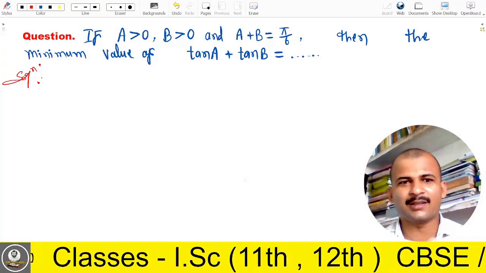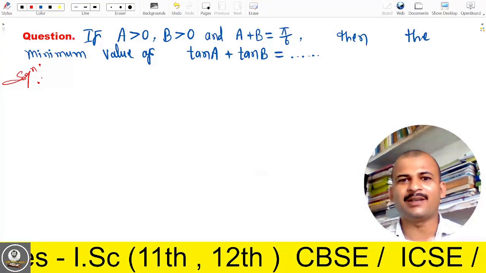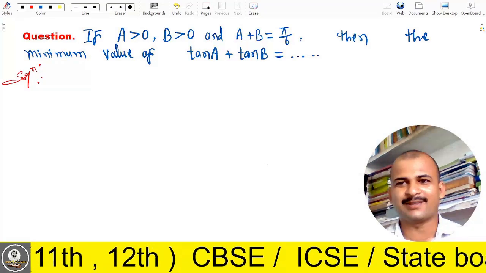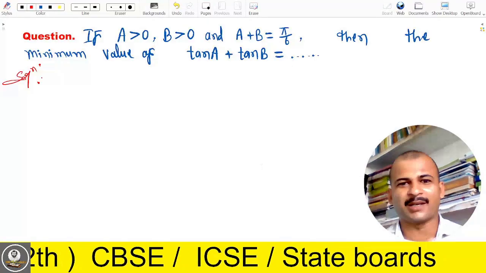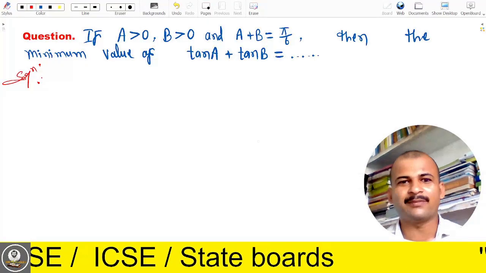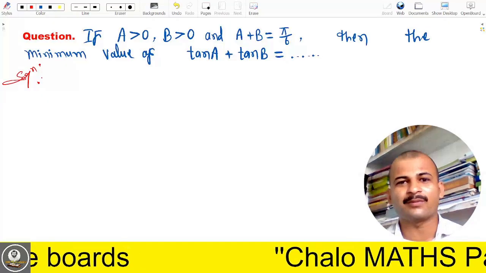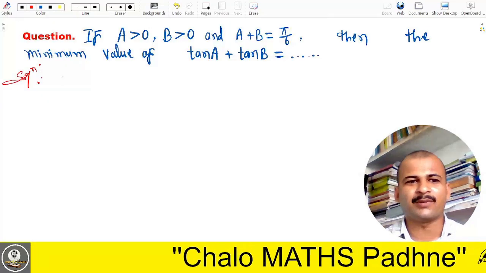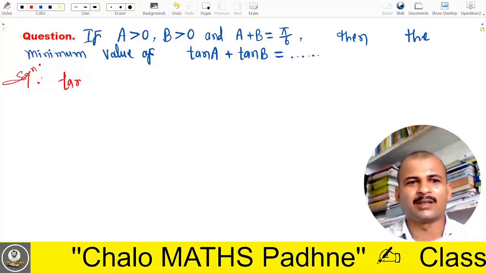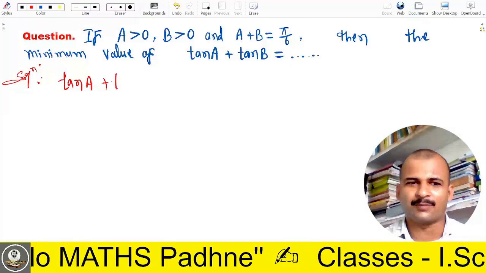If a greater than 0, b greater than 0 and a plus b equals pi by 6, then find the minimum value of tan A plus tan B. To solve it, first of all, we convert tan A plus tan B in terms of sine and cos. So first we write here that we have tan A plus tan B.